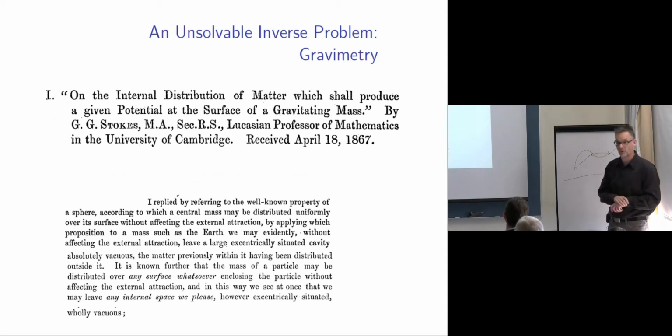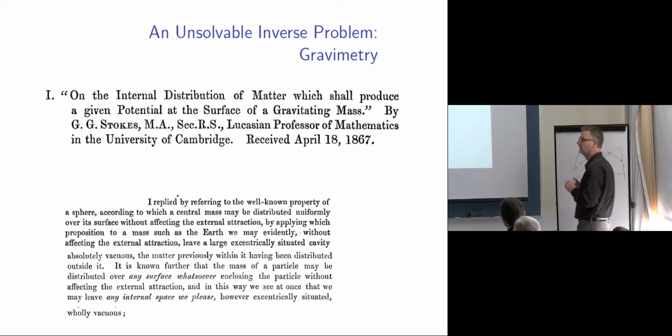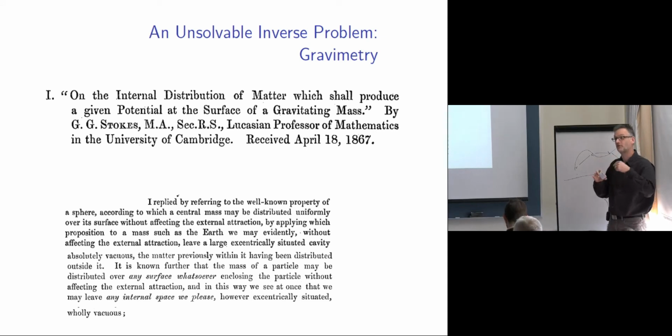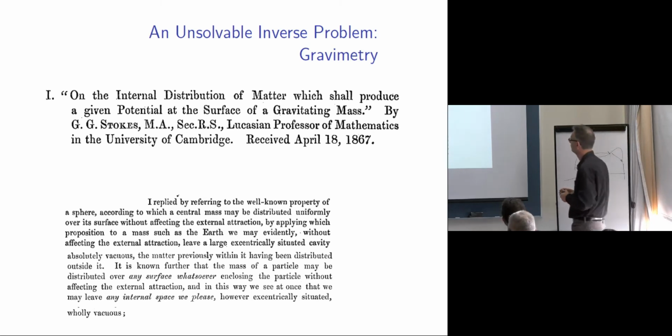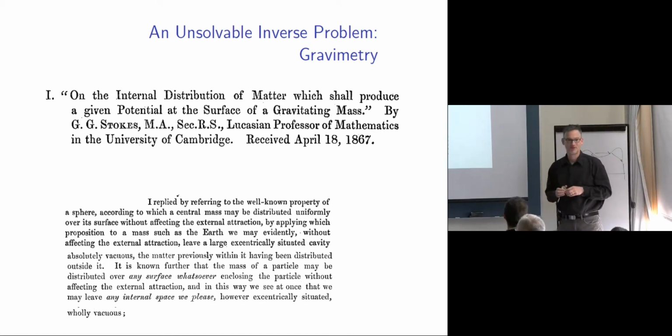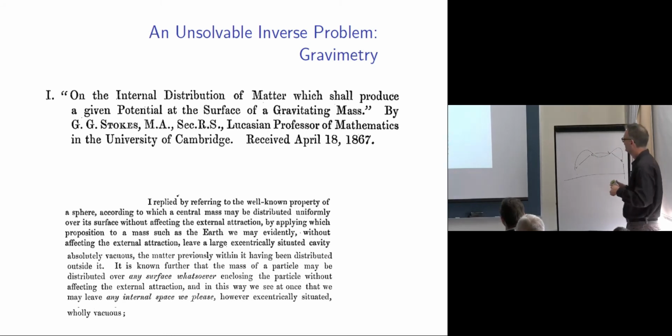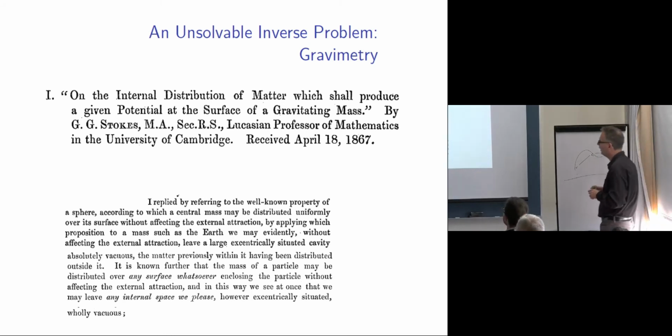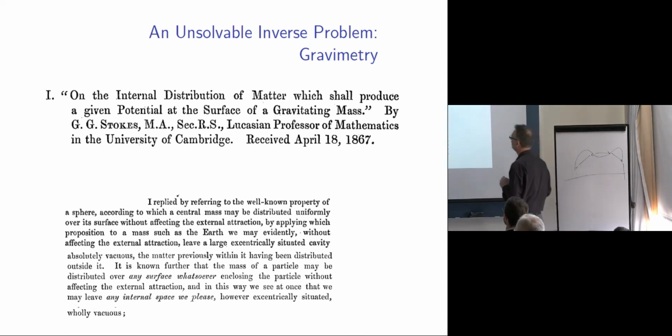Here's an unsolvable inverse problem, the all-time classic gravimetry, trying to determine the density of the interior of the Earth, the way it varies, from knowledge of the gravitational field at the surface of the Earth, or from GRACE. Okay. And here's a classic contribution from Stokes in 1867. It's one of those articles that has a bit of personal narrative. Somebody was bugging me, and I replied by referring to the well-known property of a sphere, according to which a central mass may be distributed uniformly over its surface without affecting the external attraction.